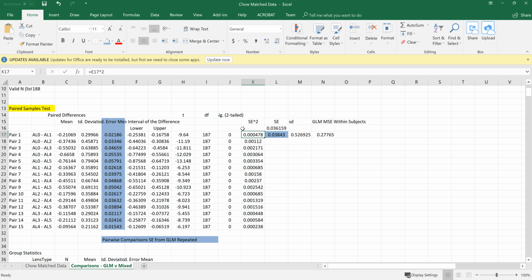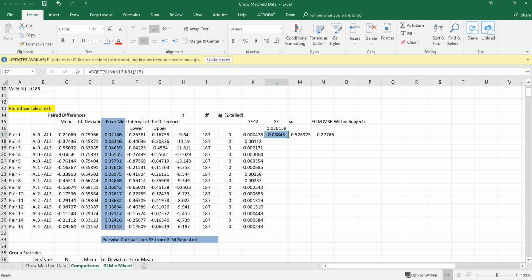This value right here is this value squared. And then if we sum those squares, divide by the number of values that there are, which is 15 pairs, and we squared them, so let's take the square root of that, we get maybe a little bit better estimate of the average, 0.038.